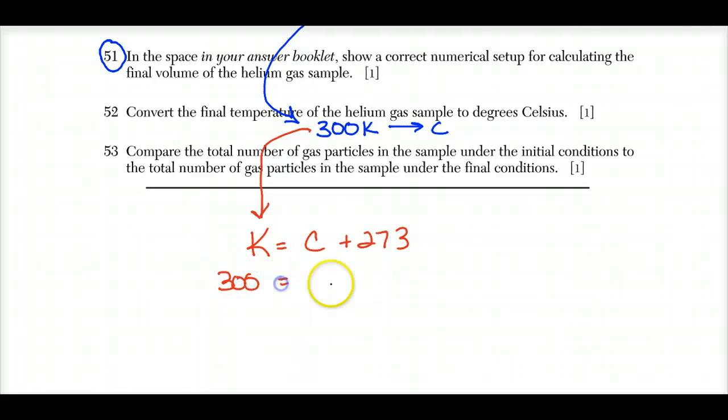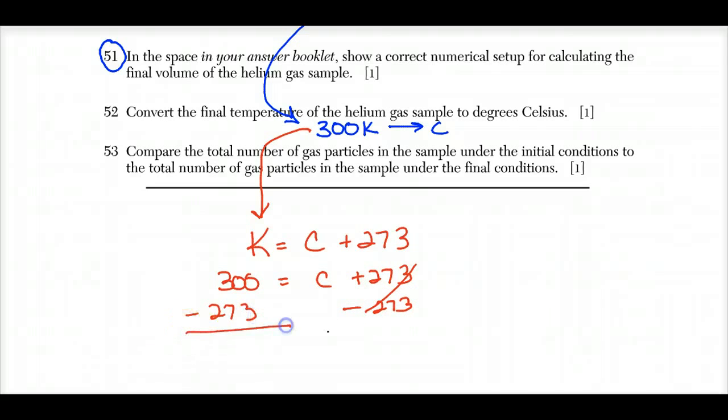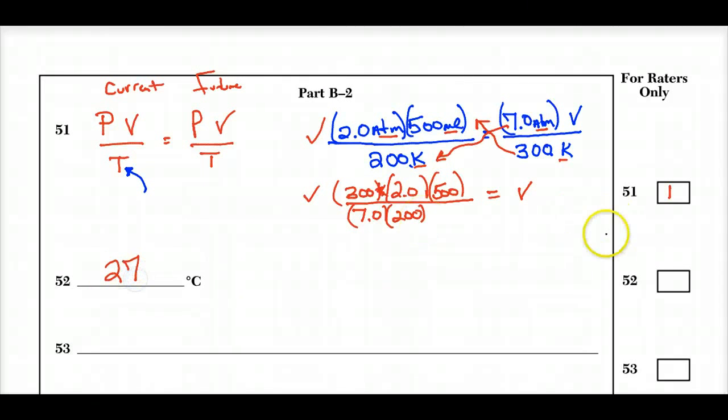So 300 equals my Celsius plus 273. Do your algebra. You're going to subtract 273 from this side, subtract 273 from this side, and do your math, and you're going to get 27 degrees Celsius. And there you go, 27 degrees Celsius. That gets you your point.